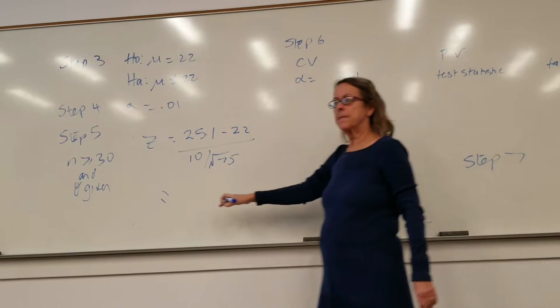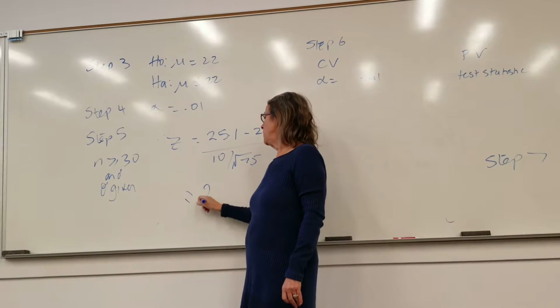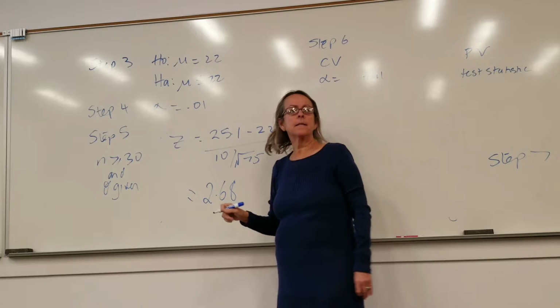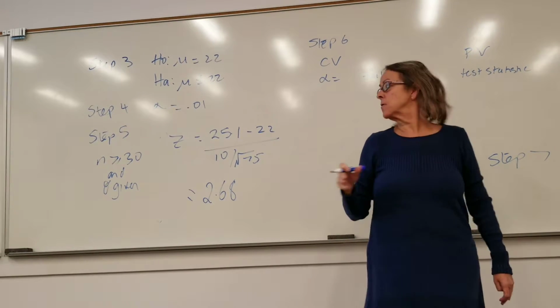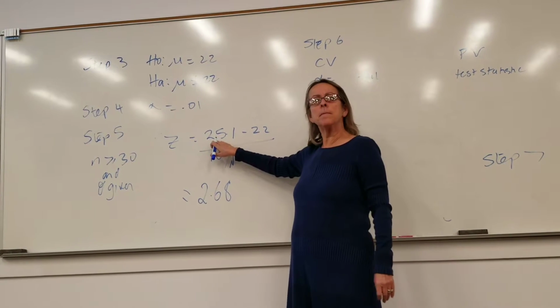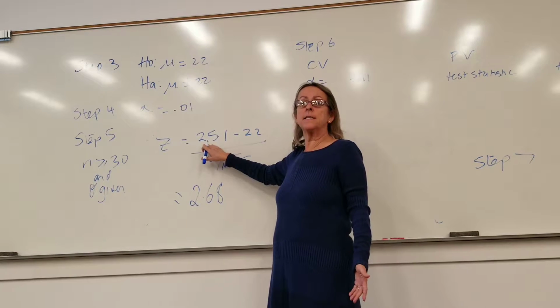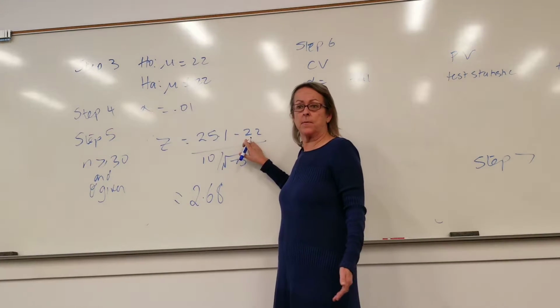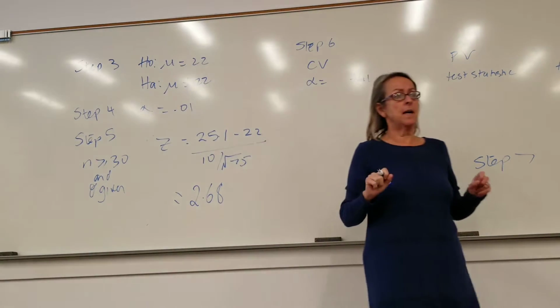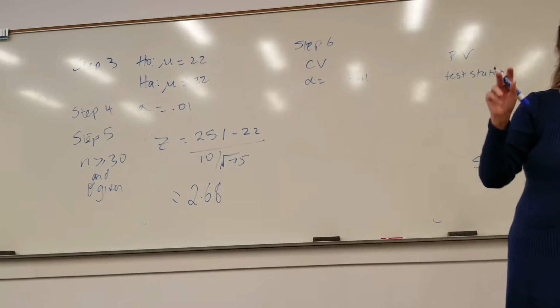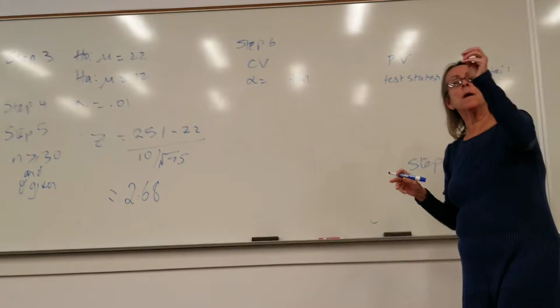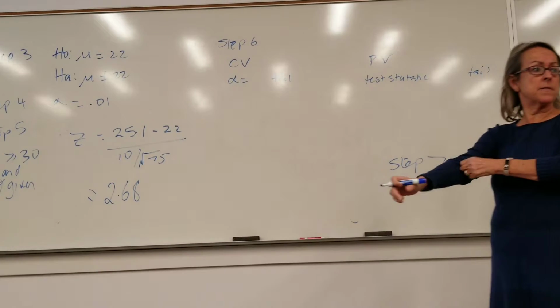What is this test statistic? What is it? 2.68. Okay, that is the z-score. That is telling you that this number is 2.68 standard deviations above this number. Is that different enough? Is that statistically significantly different enough that you are able to reject the null hypothesis?